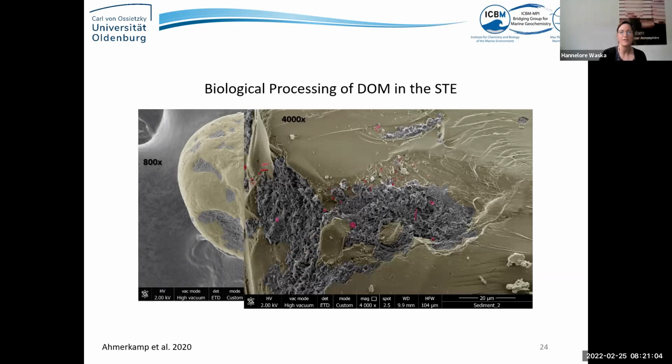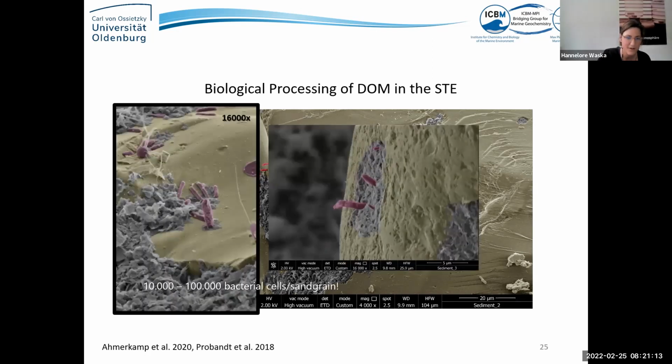And then if we zoom in here, we can see these little pink dots and sticks, which are the bacteria that are sitting on the sand grains. If we look closer, we can really see that they are attached to the sand grains. In this Probandt et al. study in 2018, which I really highly recommend, they said that one sand grain can have 10 to 100,000 bacterial cells.